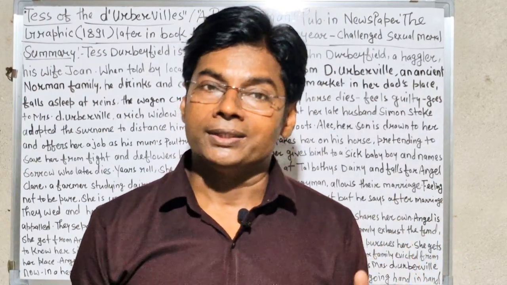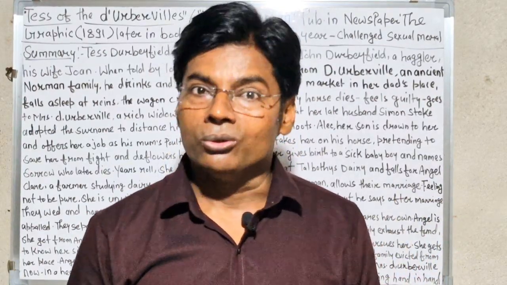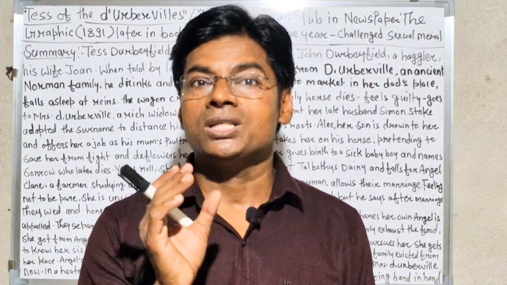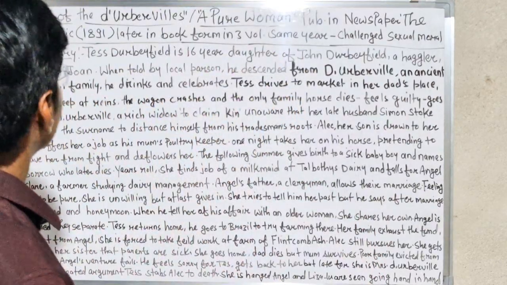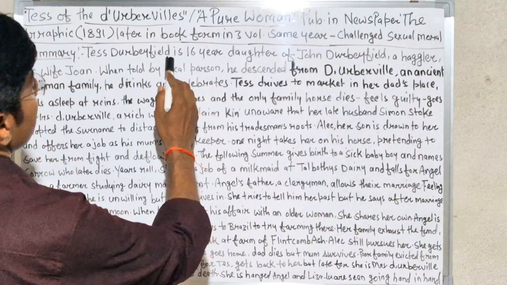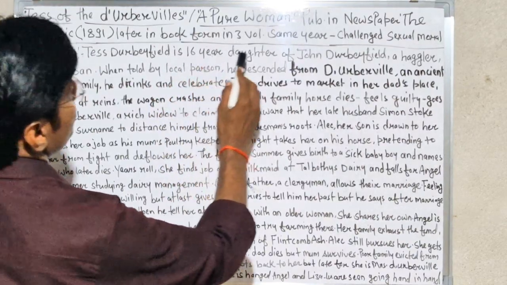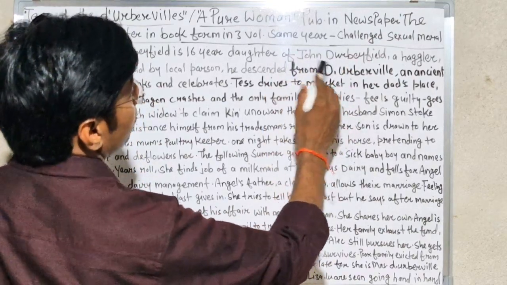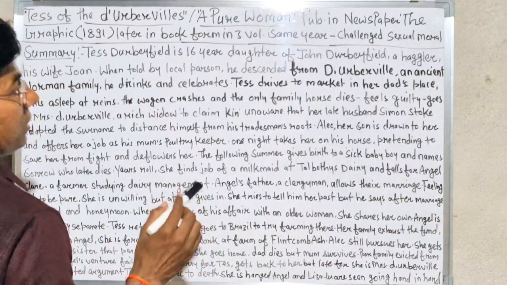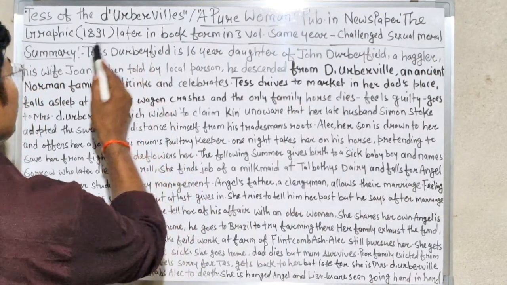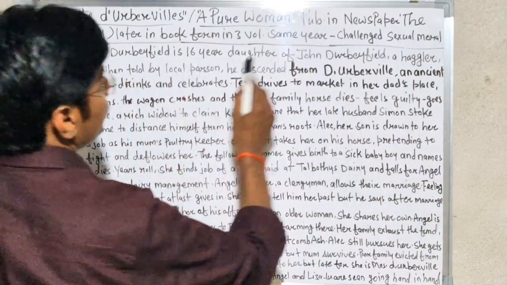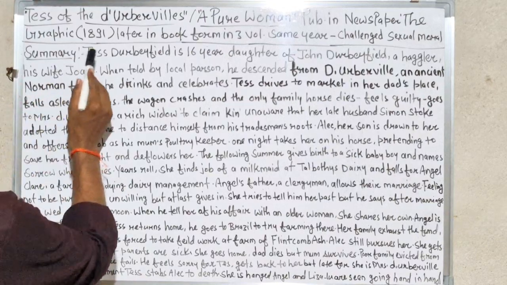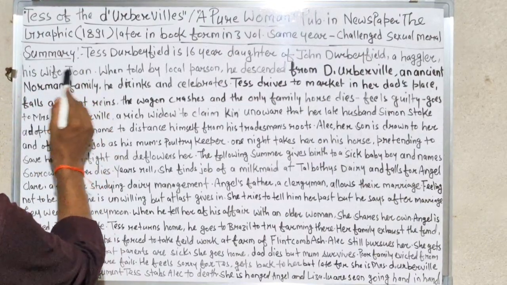When the novel begins, we get to know that Tess D'Urbervilles is a 16-year-old girl. Tess D'Urbervilles is the 16-year-old daughter of John D'Urbervilles. See, remember the names. Names are very, very important, just from a competition point of view. So, the father of Tess D'Urbervilles is John D'Urbervilles. He is a haggler. Whereas the name of Tess' mother is Joan. Remember that.